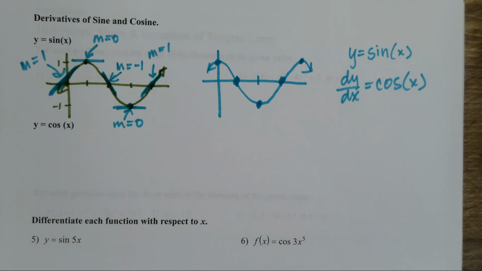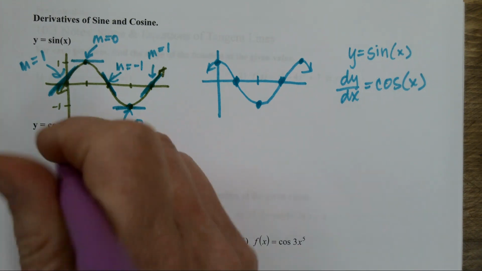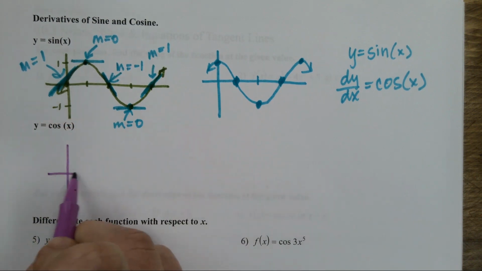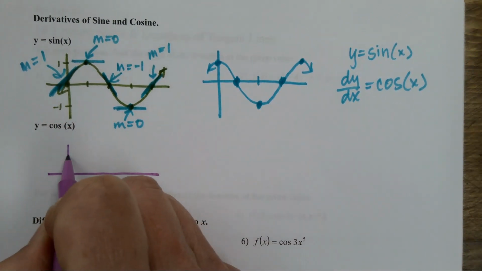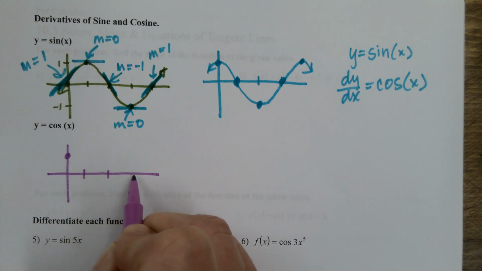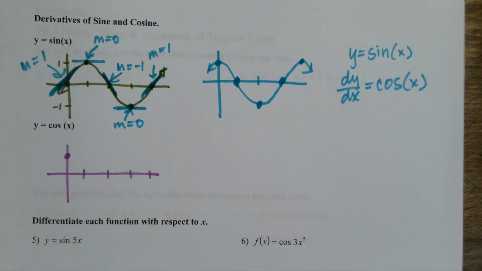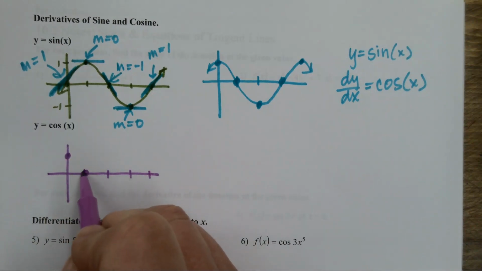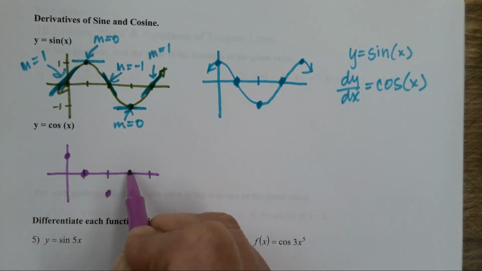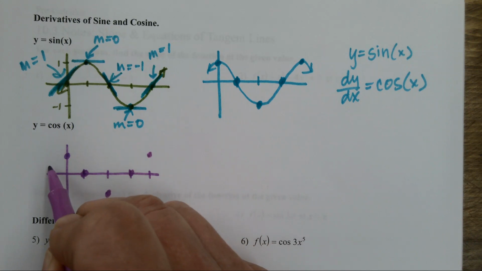So it seems like it would make sense then that the derivative of cosine is probably sine, but let's go through the same process and see what happens. So I'm going to start with a cosine graph. I'm going to make my 4 tick marks. I'm not going to get too crazy about numbering anything because it doesn't really matter. I just want to approximate the slopes. And so here's my cosine graph.